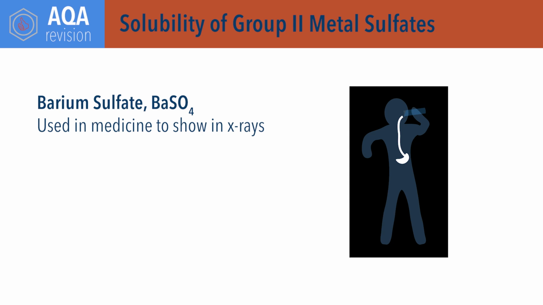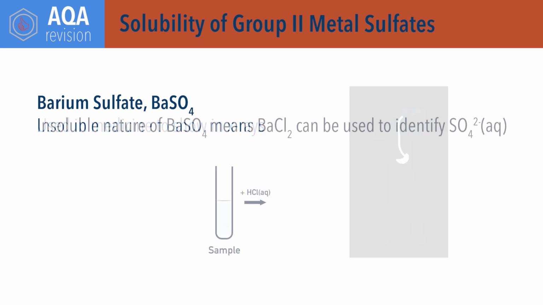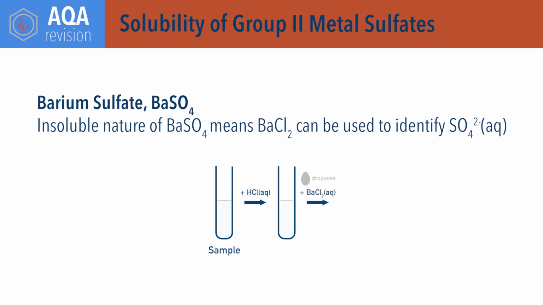The insoluble nature of barium sulfate also allows sulfate ions in solution to be identified by adding aqueous barium, Ba2+, ions. The barium ions combine with the sulfate ions, forming barium sulfate, BaSO4, which, because it's insoluble, shows as a white precipitate. The barium ions are added from a solution of acidified barium chloride, BaCl2.